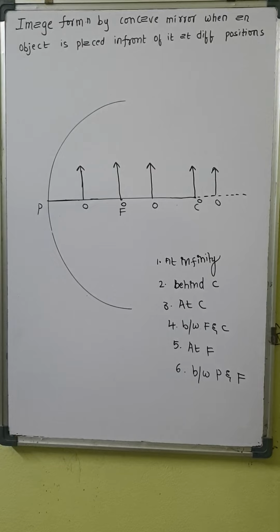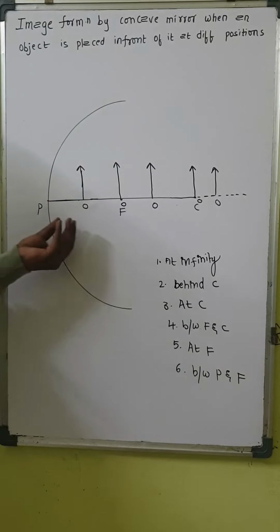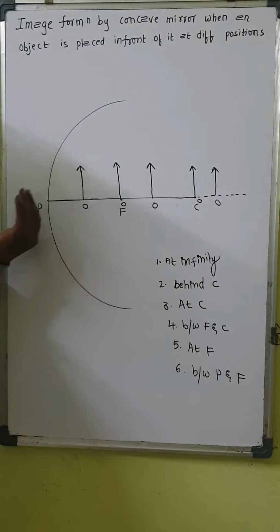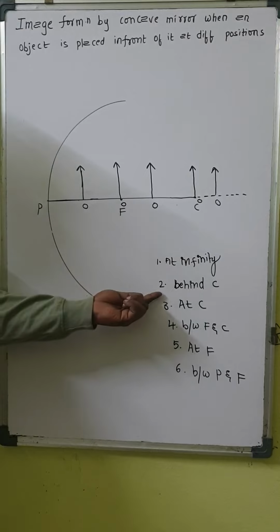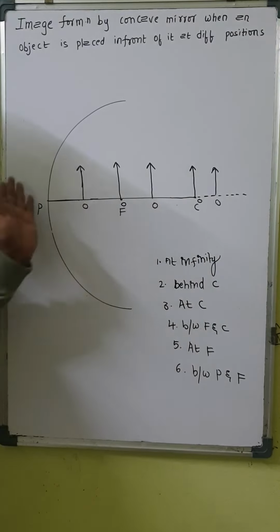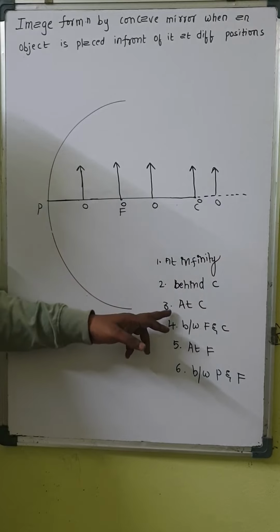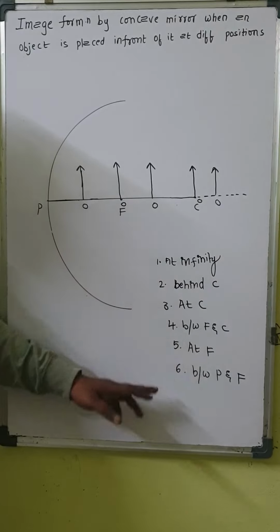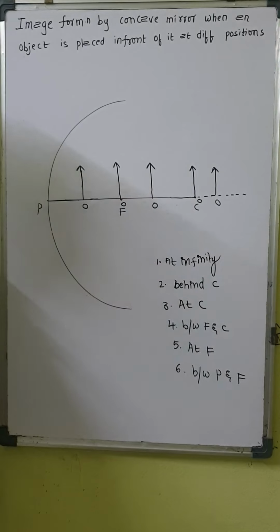Now, next we are going to see ray diagrams. That is, when an object is placed at infinity, where is the image formed? When the object is placed behind C, where is the image formed? It means where is the image formed by this concave mirror. When the object is placed at C, and similarly for all these positions, we are going to see where the image is formed. So, let us continue with the ray diagrams.